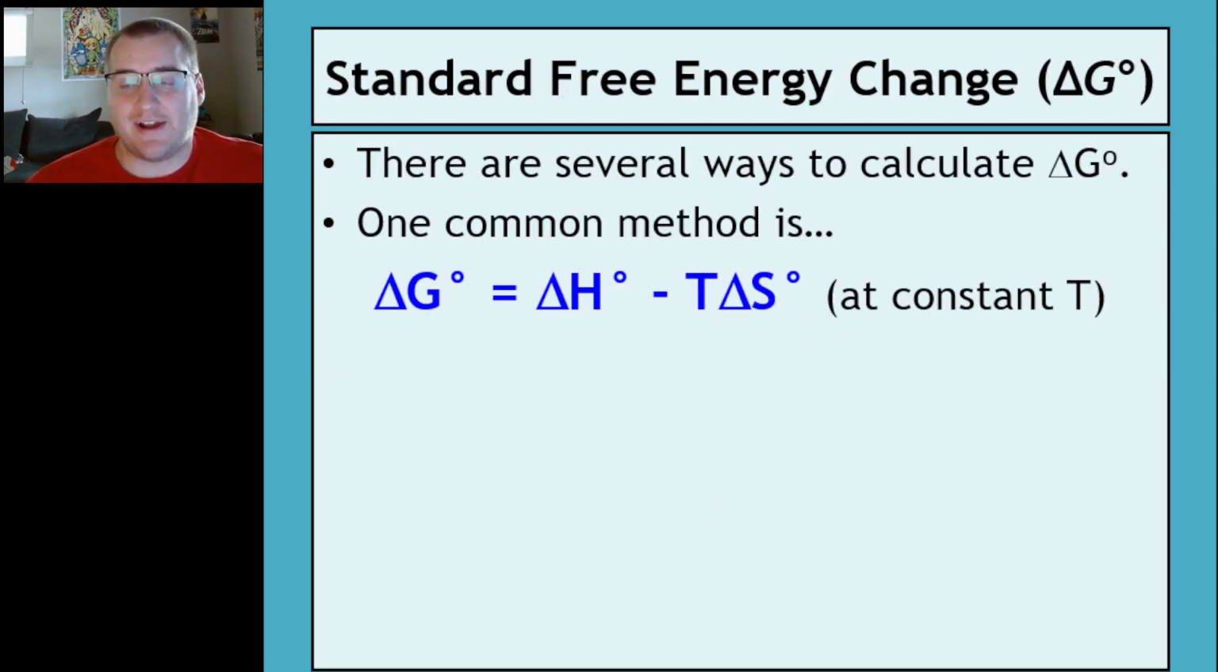There are several ways to calculate delta G. This first method is the one we're going to use the most, and it's that reaction we learned before. We added on the little circles. Doesn't matter, we do the math exactly the same. It just means at constant temperature.